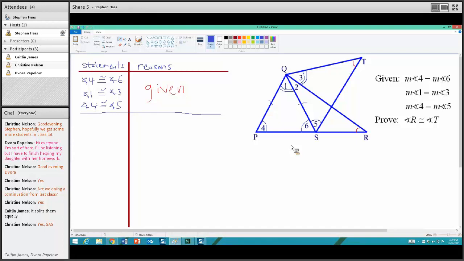Okay, let's see. What else can we do here? What else can we figure out? 3 and 4 being equal to each other? Are there any quadrilaterals here that we can get? This is a tough one. How would we go about doing this?